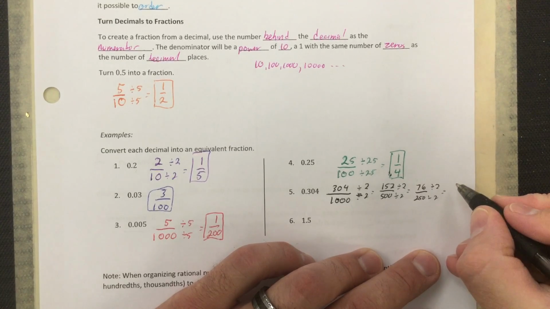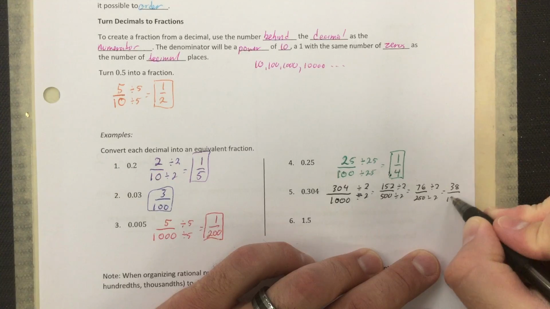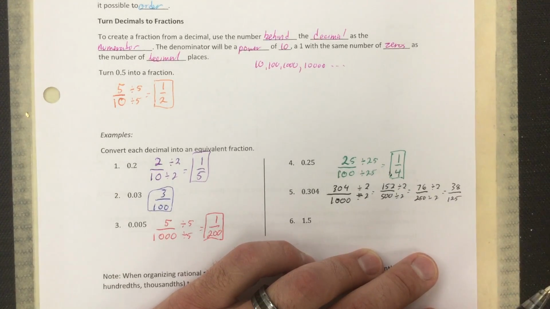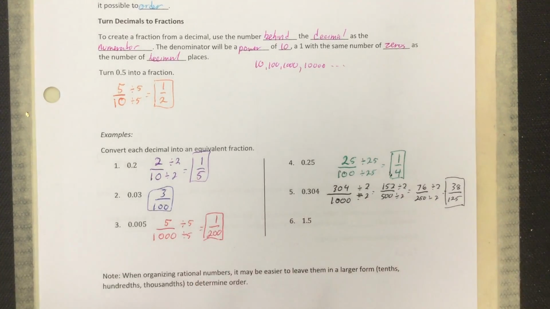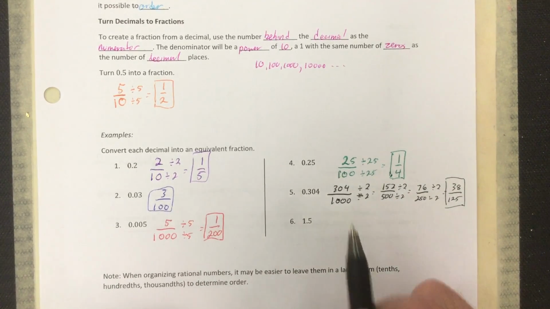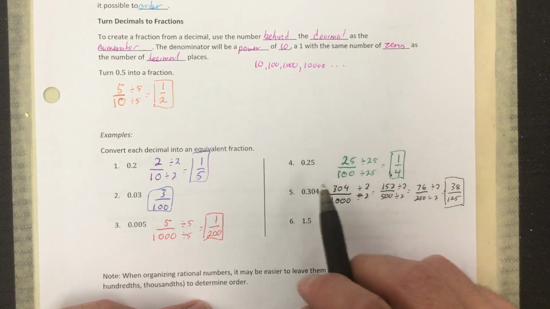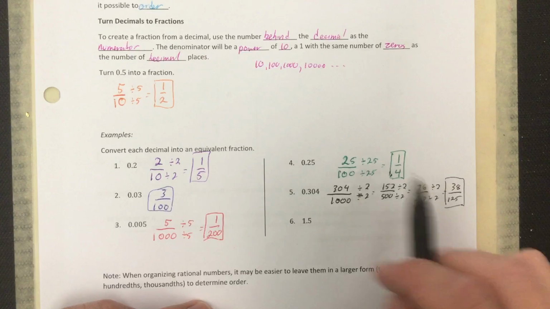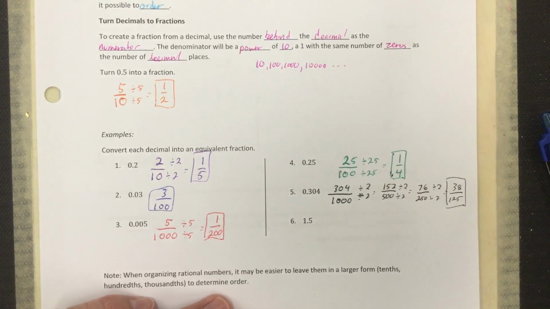Sometimes it takes a little bit of time. This one is going to be 38 over 125. And that will be as far as we can go. So 38 over 125 will be in lowest terms, is the same as 0.304. Now you might kind of recognize it's easier to see how big this is compared to that, but I do want you to go through how we convert fractions into decimals.